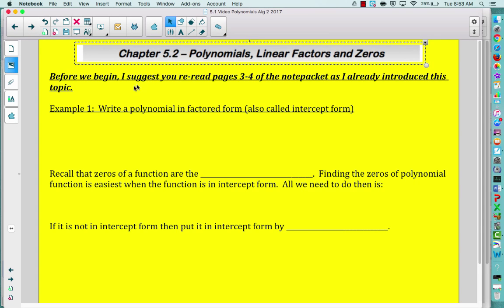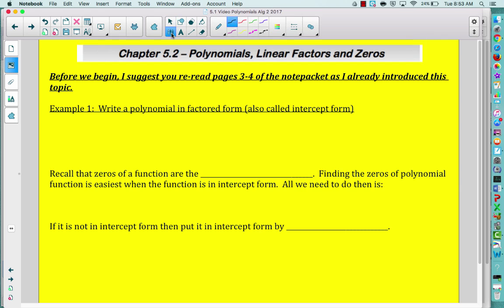Hi there. Before we begin today's lesson on polynomials, linear factors, and zeros, I really want to suggest you go back to pages 1 through 4 of your note packet, because I've introduced this topic and I've used some terminology that I'm going to continue with today. So I want to make sure you remember the terminology, things like squiggle, bounce, end behavior, those things that I've introduced that you're going to need to know. So take the time to reread those pages.